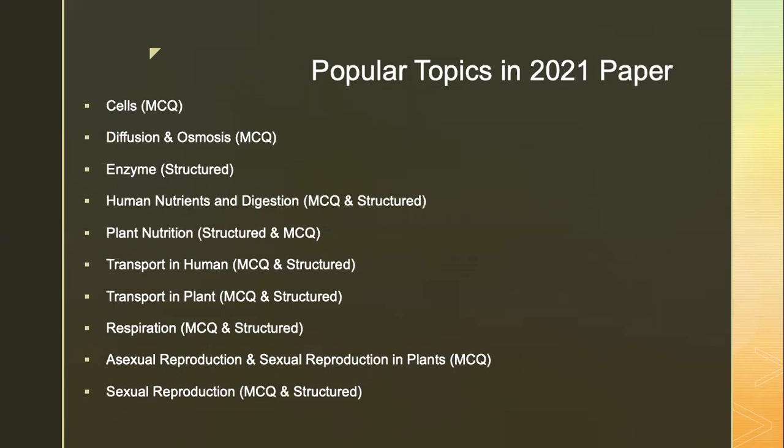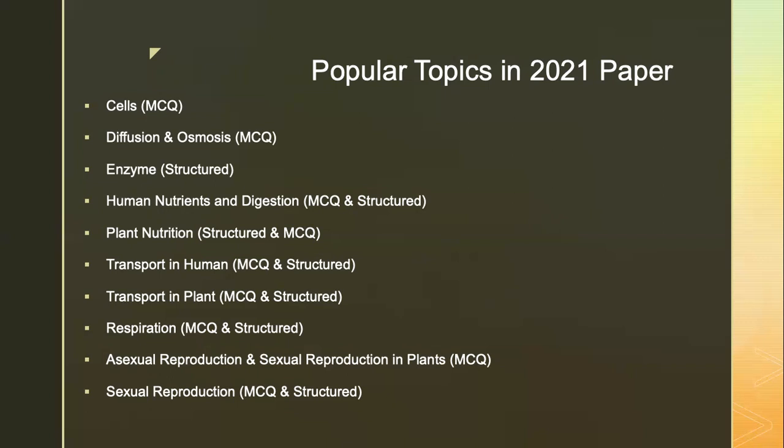So, the popular topics in the 2021 paper were cells, which came out in the MCQ, diffusion and osmosis, MCQ, enzyme, structured, human nutrients and digestion, MCQ and structured, since it's a very big topic, plant nutrition, both MCQ and structured, transport in human, likewise, transport in plant, likewise, respiration. Asexual reproduction and sexual reproduction in plants appeared in the MCQ, and sexual reproduction, both MCQ and structured.